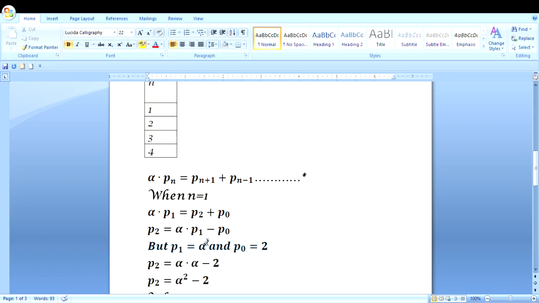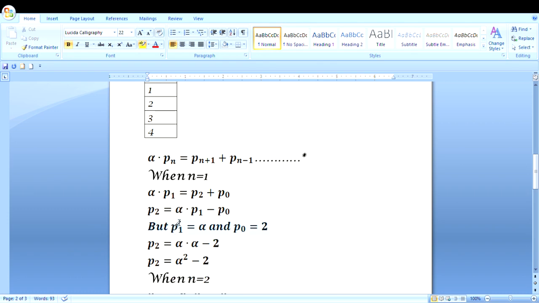So we could already obtain the value of p1 as well as that of p naught. Okay, so here we're looking at p2. If we move all this variable here, p2 becomes alpha times p1 minus p naught. But we already know that p1 is alpha and p naught is 2 from our initial expression. So p2 becomes alpha times alpha, which is alpha square minus 2.